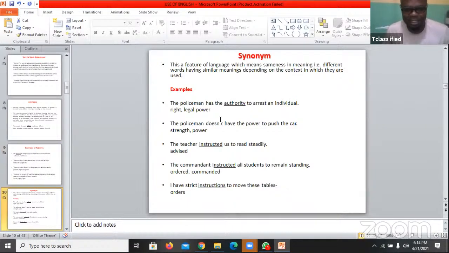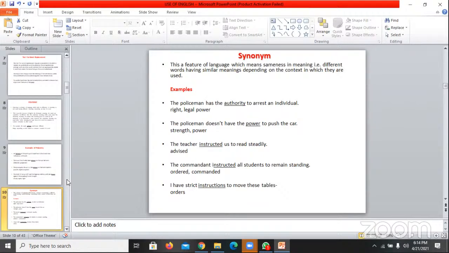Now you have the second example. The teacher instructed us to read steadily. So instructed, the synonym here is advised. Whereas in this second one, the commandant instructed all students to remain standing. Here, instructed simply means ordered or commanded. So when a commandant gives an instruction, it is known as an order. But when a teacher gives it, it is advice. Now, I have strict instructions to move the table. Instructions here means orders. I have strict orders to move the table. Are we clear on this? Oluwaseyi, are they clear? Yes, sir. Okay, so let's move forward.